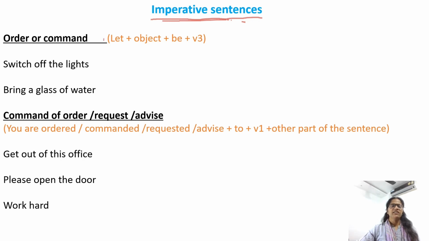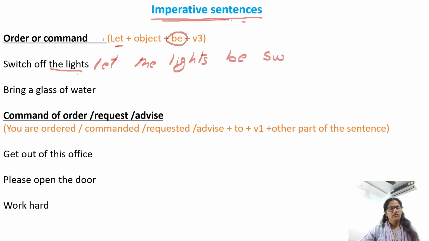If the sentence is either an order or a command, the structure is let plus object plus be plus V3 form of a verb. Okay, let's see an example. Switch off the lights. Switch off is the verb, the lights is the object. So use let. Let, and what is the object here? The lights. Let the lights, and with let we need be. Be, what is the verb? Switch. Switch, V3 form is switched off.